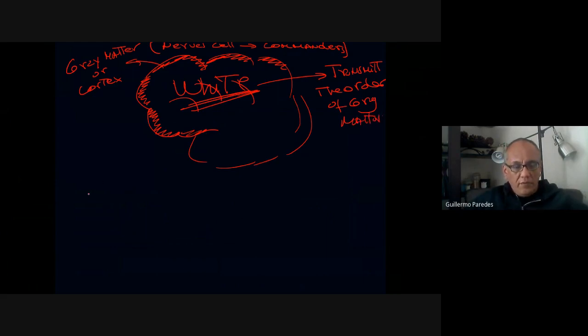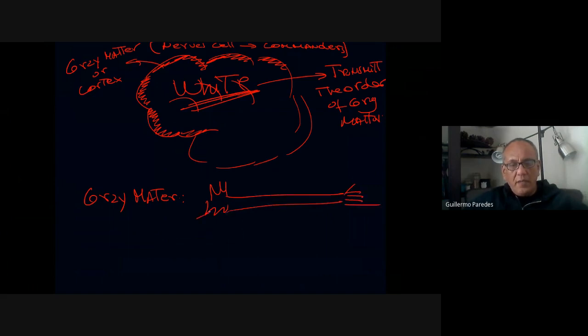All right, so look at this. The gray matter is going to contain nerve cells that have all the typical classification that we already know: dendrites, body, soma, nucleus, axon, terminal axon. That is the gray matter.